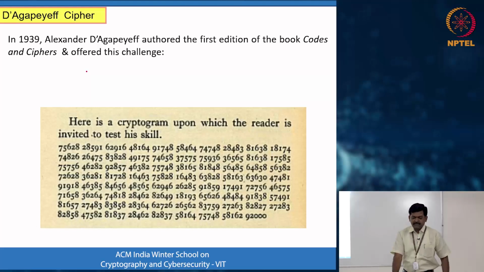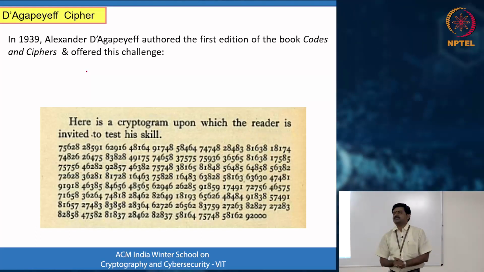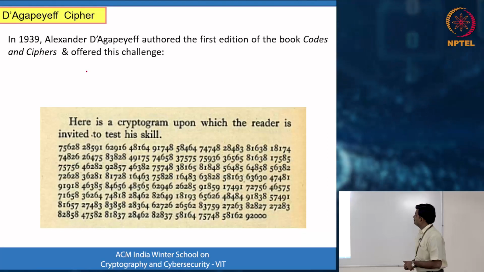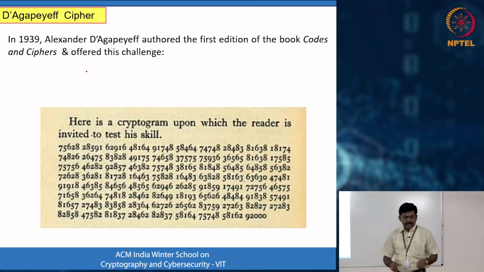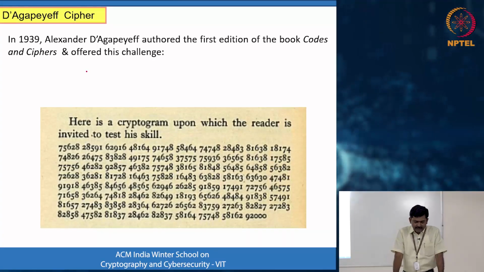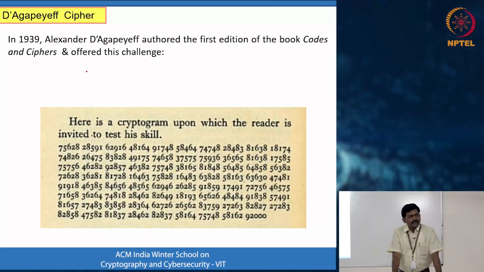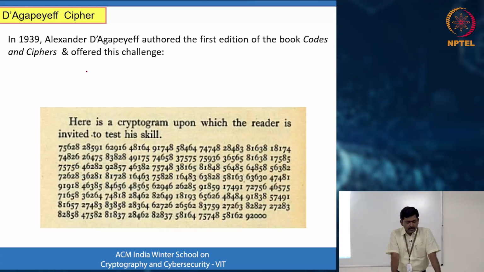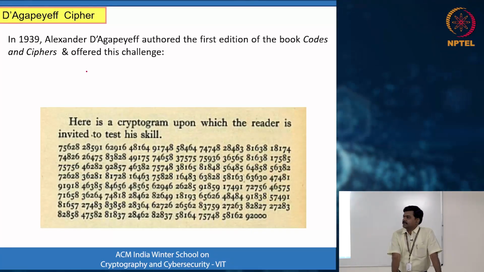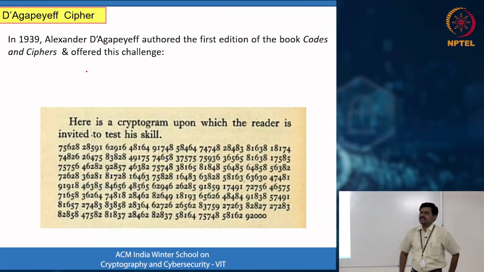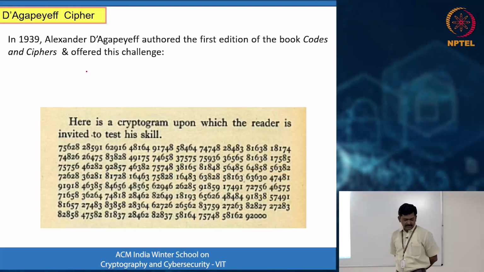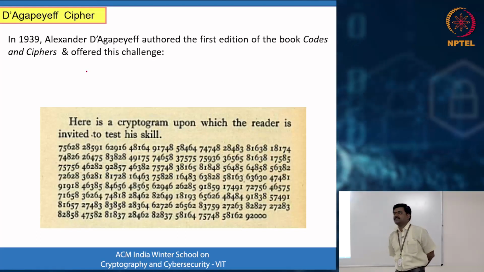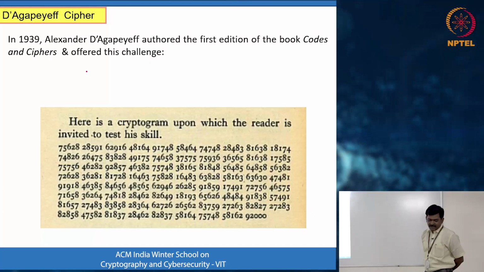By the way, just note down this cipher. In 1939, Alexander D. Aigner, in his book named Codes and Ciphers, gave this particular challenge. What is the challenge? He asked the reader to find out the plain text.